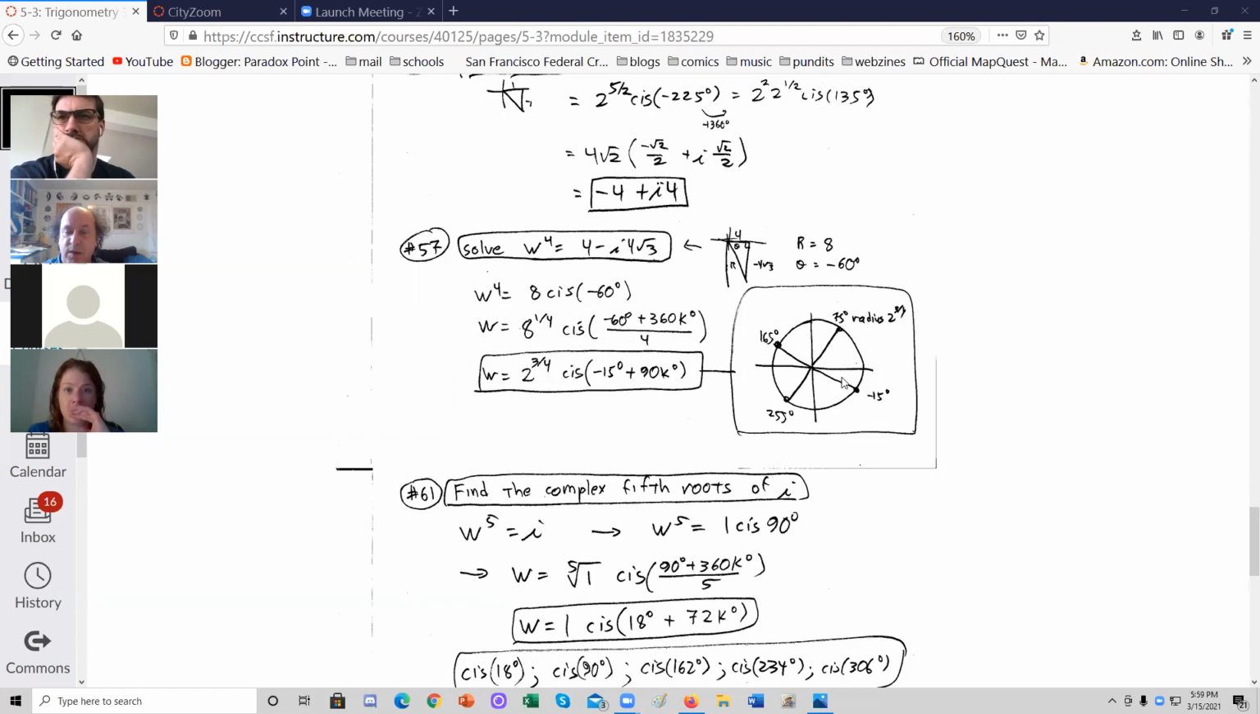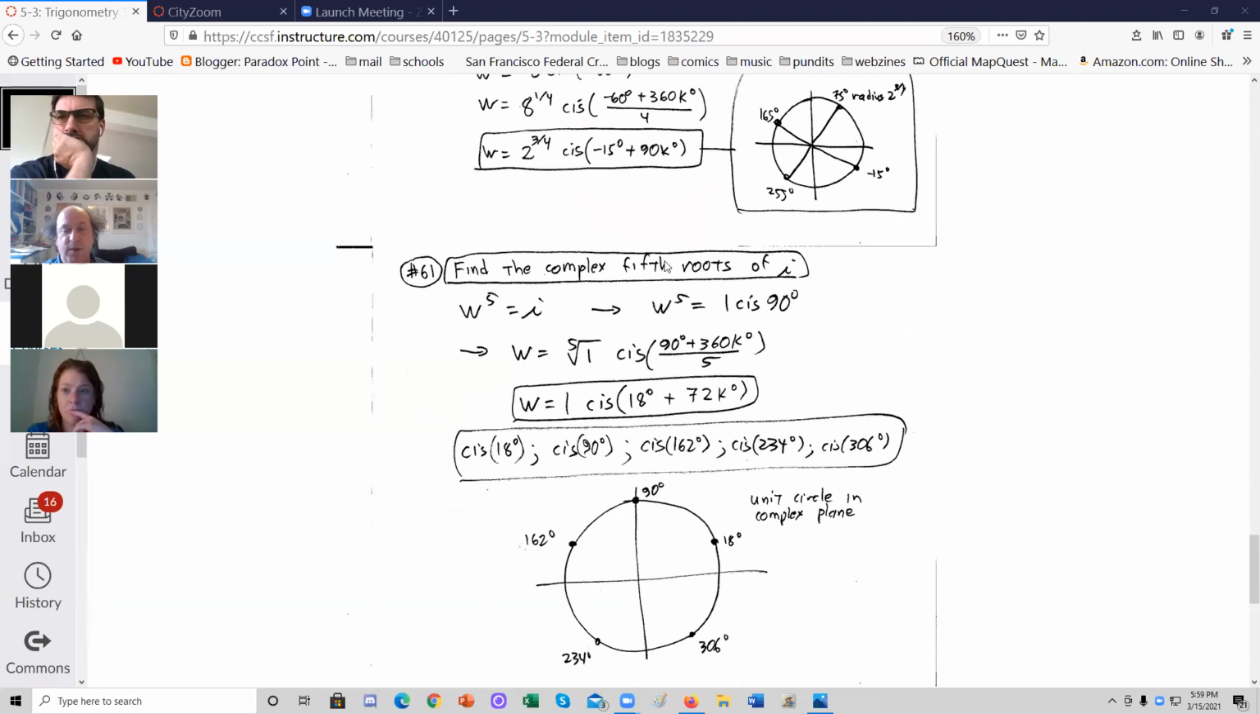So this is a circle with radius 2 to the 3/4. Here's one at negative 15 degrees. Here's one 90 degrees later, counterclockwise, at 75 degrees. Add another 90 degrees, you have 2 to the 3/4 cis 165 degrees. Then another 90 degrees, you can see here, 2 to the 3/4 cis 255 degrees. Note that these are arranged in a regular 4-sided figure, because we divide up 360 evenly into 4 parts.